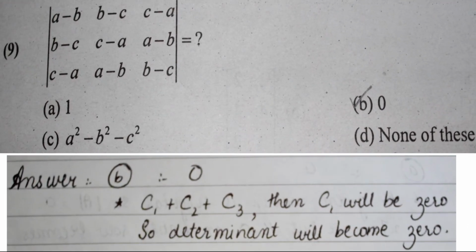In the next question, we again have to find the determinant of the given matrix. What we are going to do is, we are going to add C1, C2, and C3, that are all the 3 columns together. Then in that case, C1 is going to be 0, and if any column is 0, the determinant is also going to be 0. So option B, 0, is going to be the right answer.